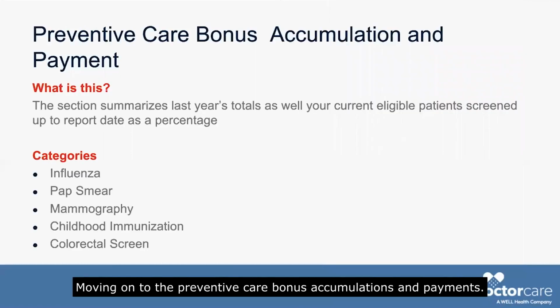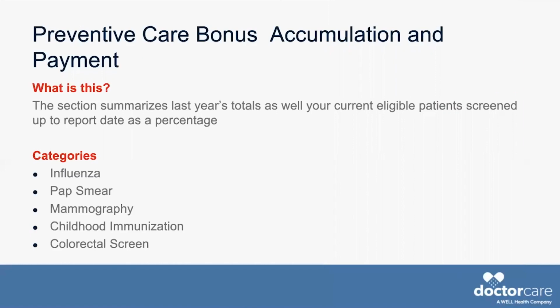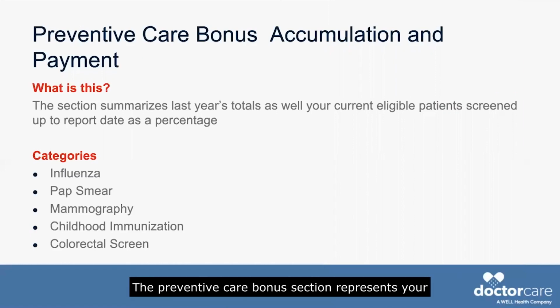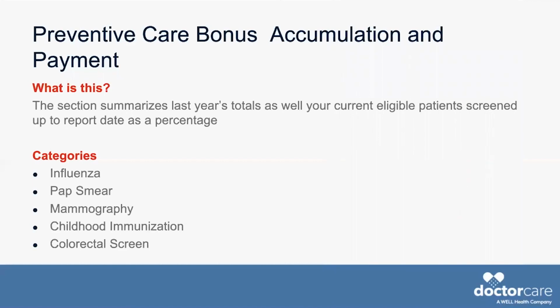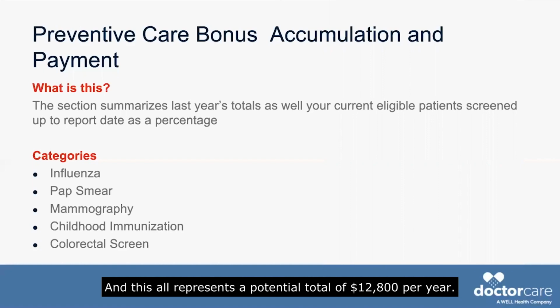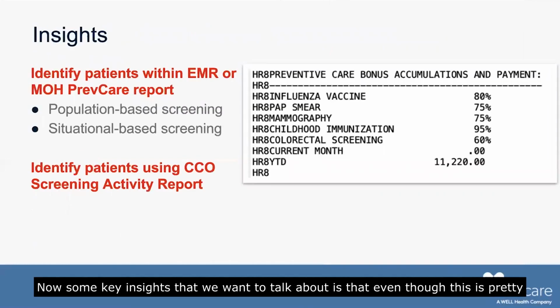Moving on to the preventive care bonus accumulations and payments. The preventive care bonus section represents your achievement in this annual bonus category. This bonus has been around for more than 10 years, so I'm sure you all know about it. But it pertains to the 5 preventive care screenings listed on the slide: influenza, pap smear, mammography, childhood immunizations, and colorectal screening. And this all represents a potential total of $12,800 per year.